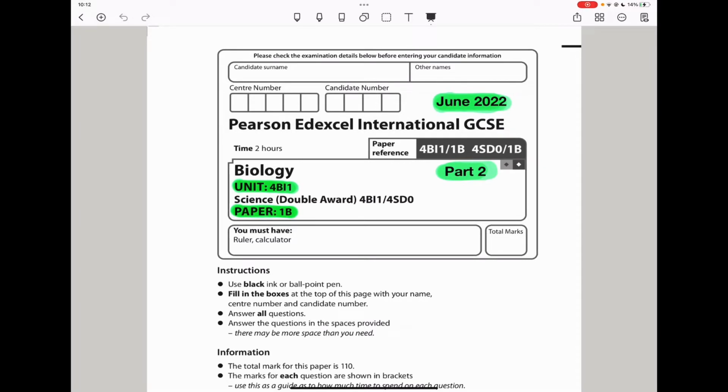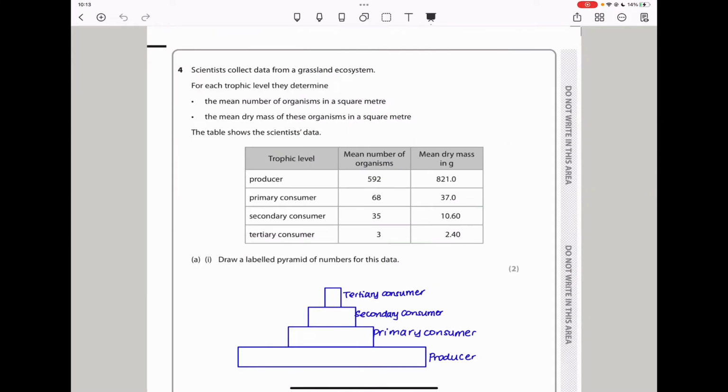Today we are doing the Pearson Edexcel International GCSE Biology Paper 1B for June 2022. This is the part 2 video. I'll put the link to the first part and the third part below in the description box. So let's begin with question 4.